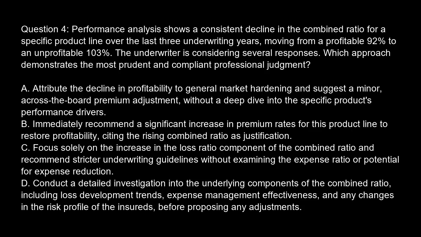Option B. Immediately recommend a significant increase in premium rates for this product line to restore profitability, citing the rising combined ratio as justification. Option C. Focus solely on the increase in the loss ratio component of the combined ratio and recommend stricter underwriting guidelines without examining the expense ratio or potential for expense reduction. Option D. Conduct a detailed investigation into the underlying components of the combined ratio, including loss development trends, expense management effectiveness, and any changes in the risk profile of the insureds, before proposing any adjustments.